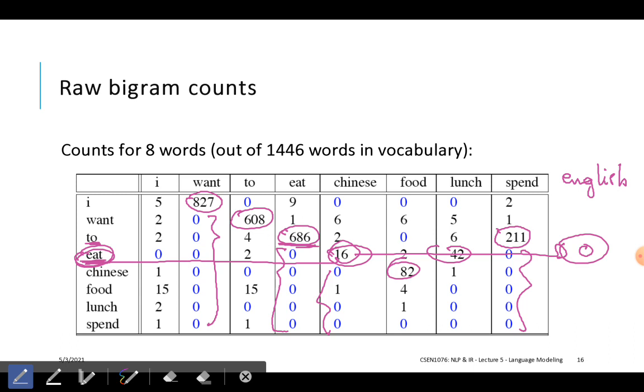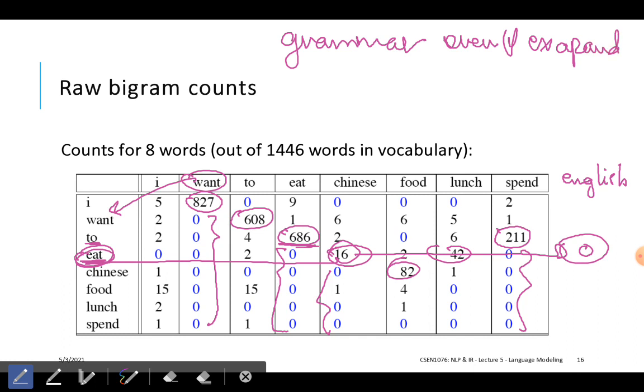What does that tell you about this specific corpus? It tells you about the impossibility of some sequences, "want want", for example, because of simple grammar. Grammar does not allow 2 verbs to appear after each other. Usually, people will never use 2 verbs sequentially. So some zeros are related to grammar. Even if you expand the data set, the probability will still be 0 for grammar.